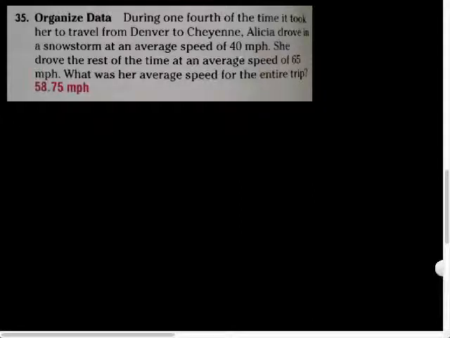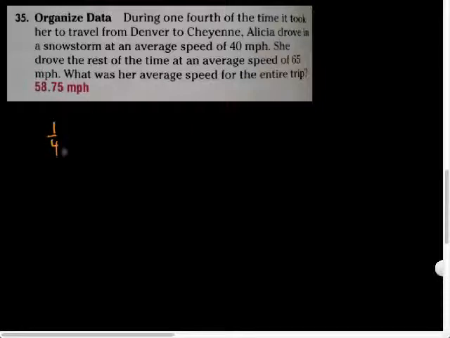So the rest of the time at an average speed of 65 miles per hour. What was her average speed for the entire trip? Okay. So during 1/4 of the time it took her to travel from Denver to Cheyenne, she drove 40 miles per hour. So, okay, 1/4 of the time, let's just write down our facts.